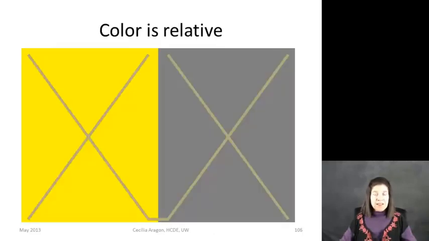Color is relative, as are many other of our perceptions. If you look at this slide, doesn't it look like the X on the left-hand side is gray and the one on the right-hand side is yellow? But if you go look at where they connect in the center bottom of the slide, you'll see they're identical. And that's again because the eye perceives differences. It does not perceive actual pixel values.